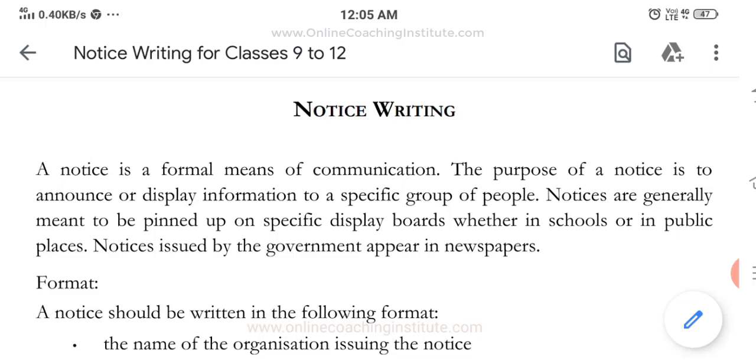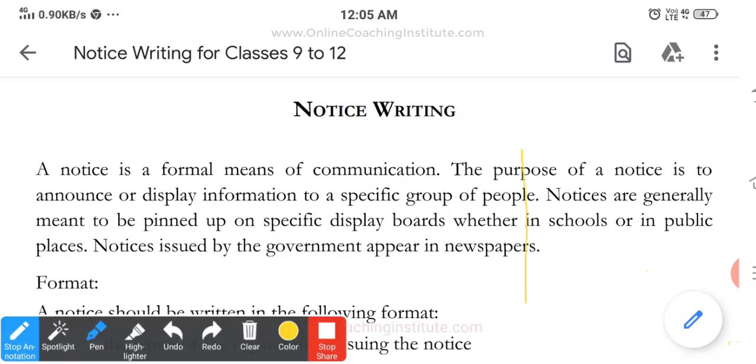Okay, let's start now. Well, students, first of all, I would like to tell you what is a notice. A notice is a formal means of communication, and the purpose of a notice is to announce or display information to a specific group of people. Let me give you more detail. A notice is a formal means of communication.